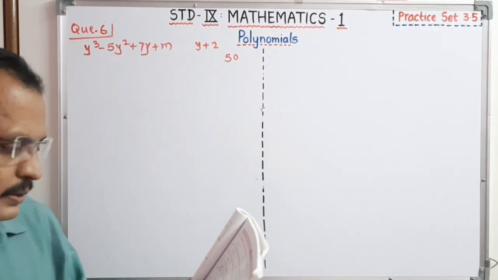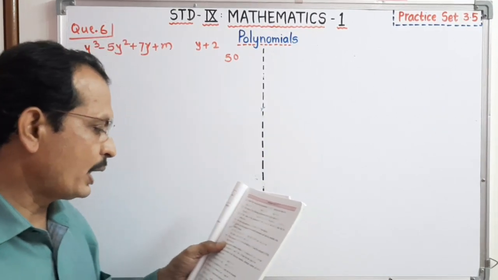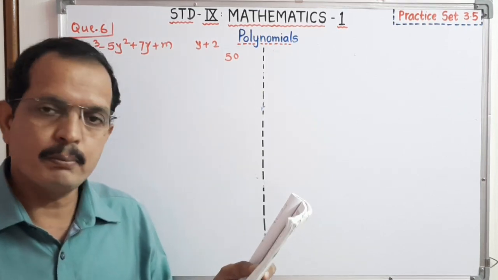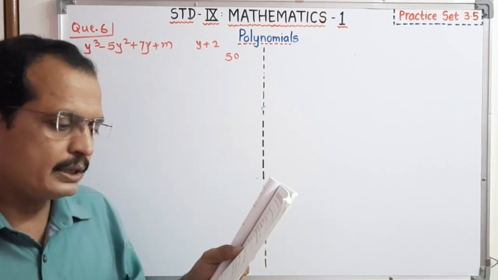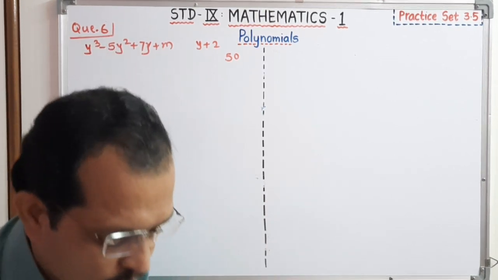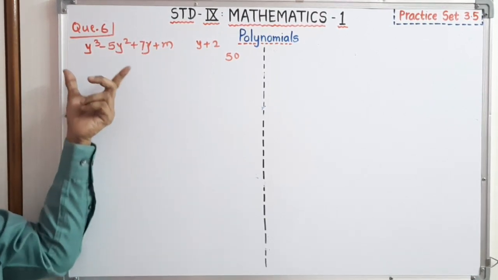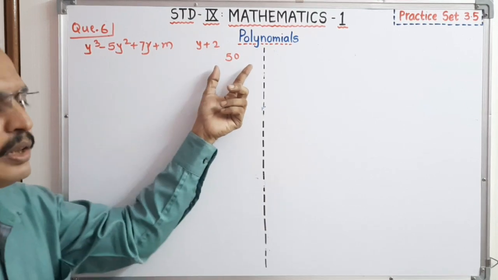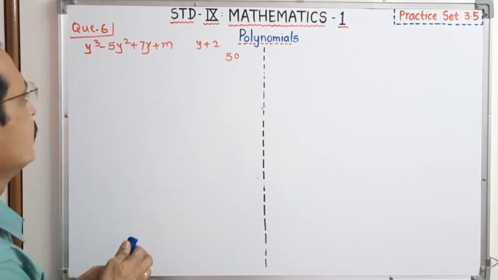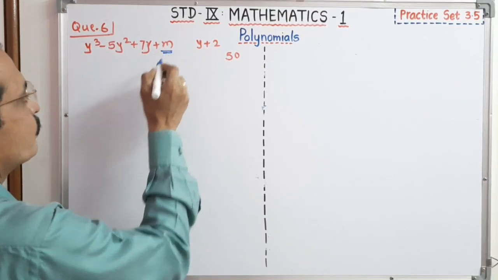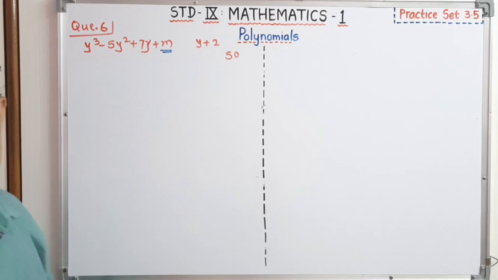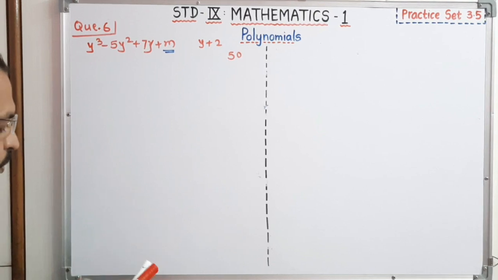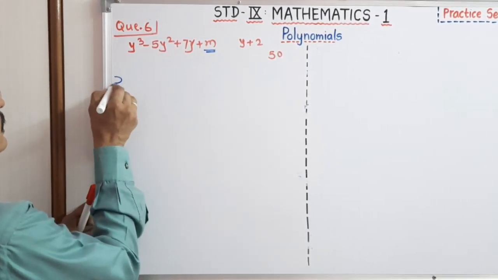See the question number 6. If the polynomial y cube minus 5y square plus 7y plus n is divided by y plus 2 and the remainder is 50, then find the value of n. See dear student, one polynomial is given which is divided by y plus 2, then the remainder is 50, then we have to find the value of this n. Dear student, we already solved such type of questions. See here, by remainder theorem. First of all we have to write the dividend. Which is the dividend?